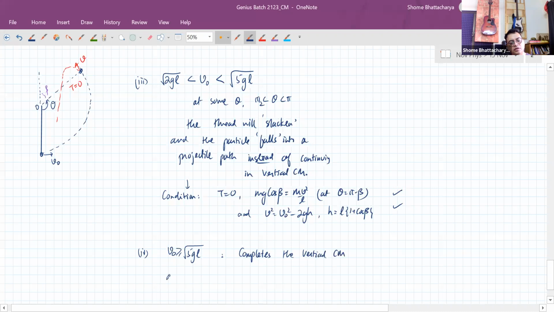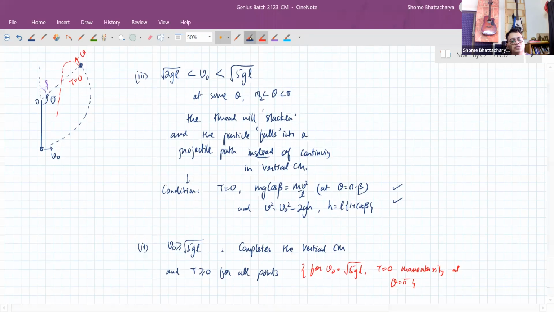Okay. And tension is greater than or equal to 0 for all points. So for V naught equal to root 5 GL, tension is 0 momentarily at theta equal to pi. But that doesn't mean it goes out of projectile motion, because again it picks up tension the moment it crosses the 180-degree position.